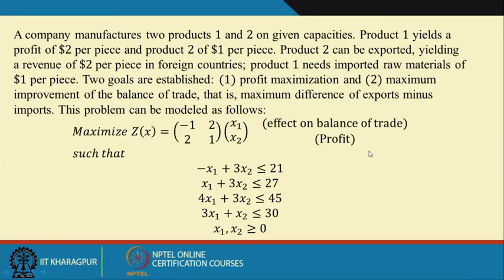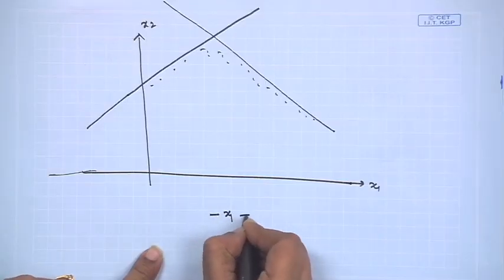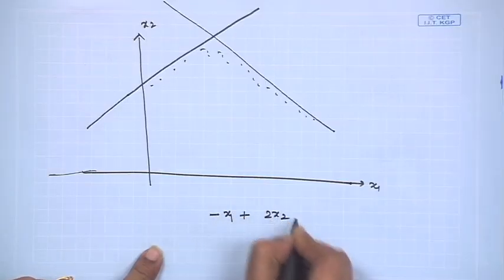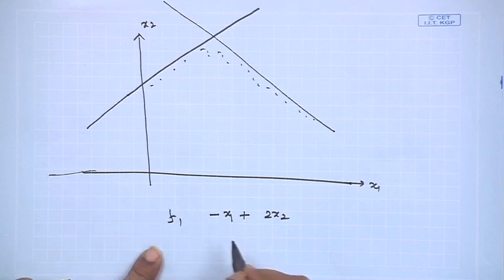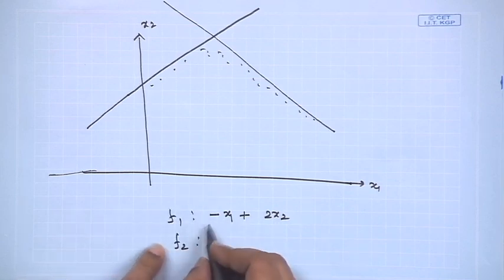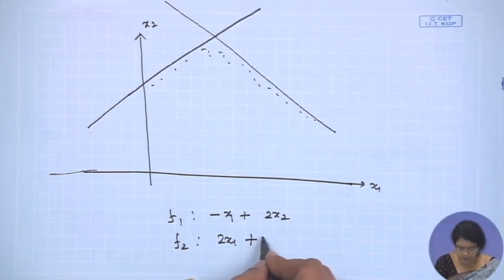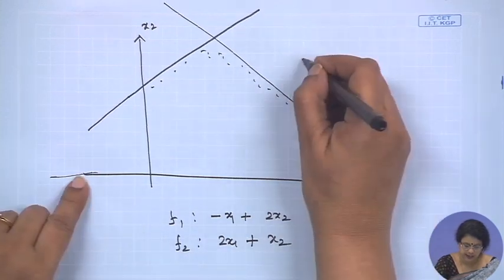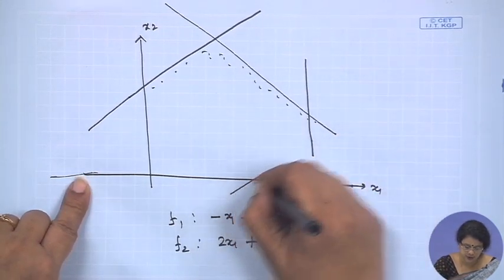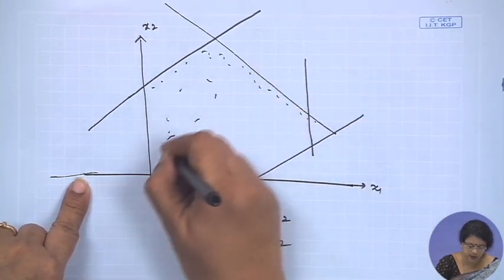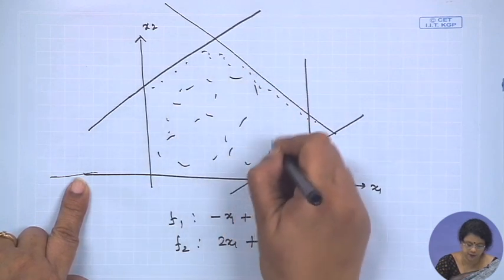Now, you see there are 2 objective functions. One objective function is minus x 1 plus 2 x 2, and another objective function is 2 x 1 plus x 2. If we just draw it, this is the feasible space for us.